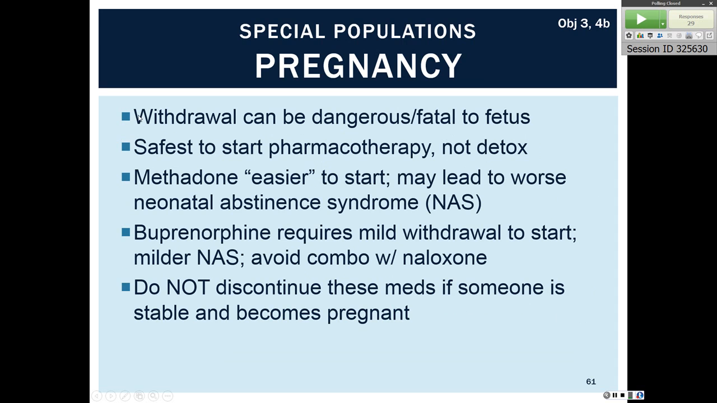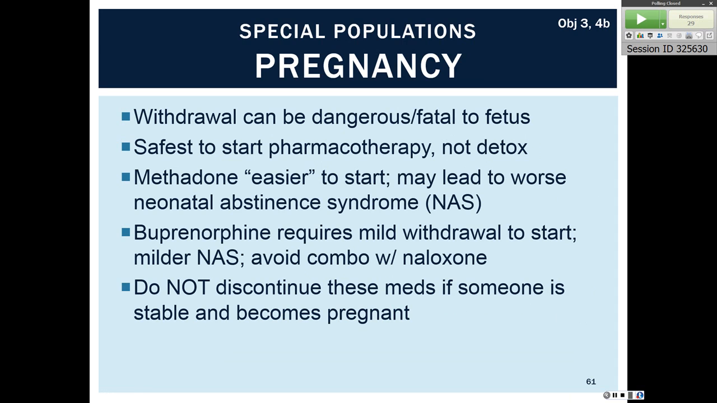So I'm just going to quickly say something about pregnancy. When it comes to pregnancy, there's a lot of negative emotions that come up for a lot of people treating people with opioid use disorder who are pregnant. Unfortunately, people who are pregnant have opioid use disorder. It happens. And so we have to know what to do, and we have to be able to treat them.